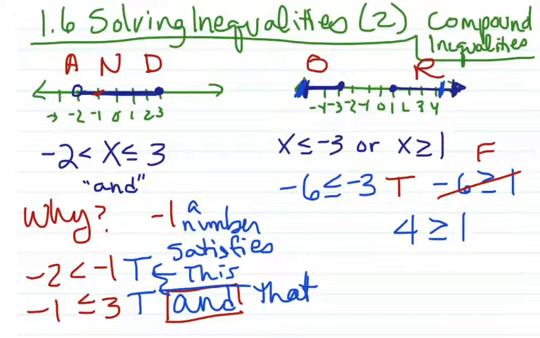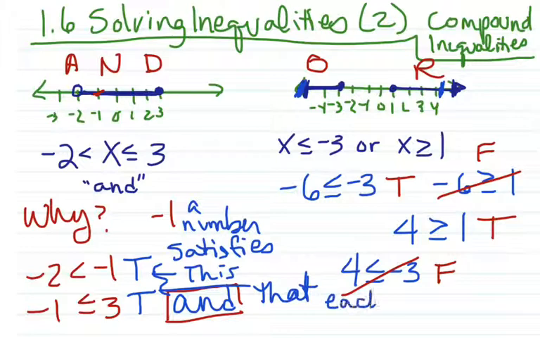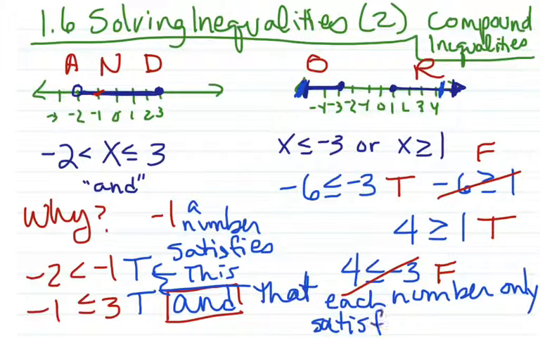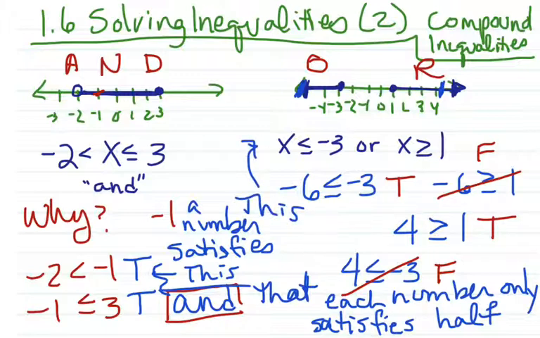If I pick 4, some number on the other side, that satisfies the other half. 4 is greater than or equal to 1, that's true, but 4 is not less than or equal to -3. That doesn't mean that it's not an answer. Again, that's why this is an OR graph. Any number that's part of the answer only satisfies half of that big OR statement. Only this or that. Only one half.